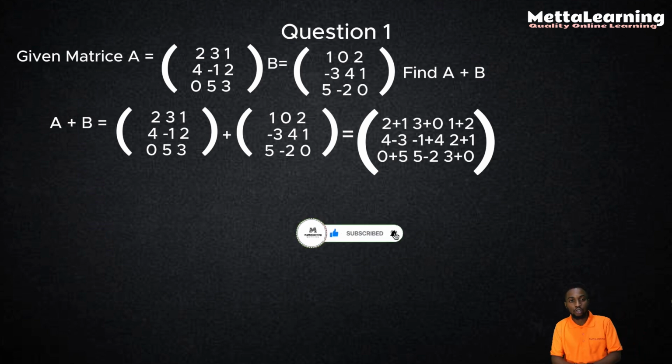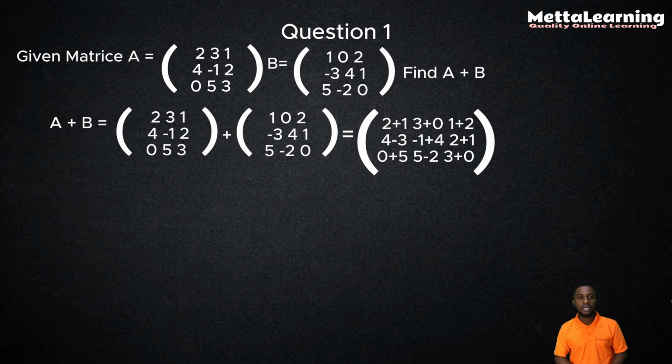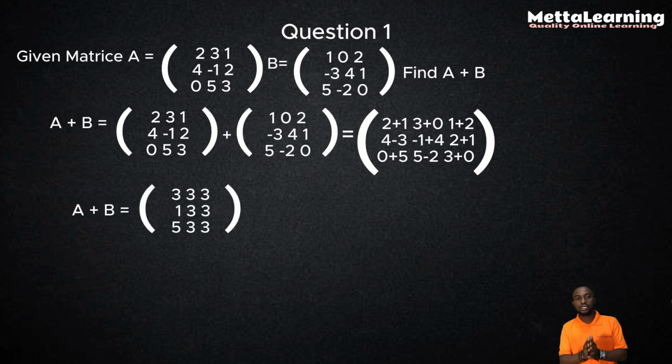So I move to the second column now, and that will be 3 plus 0, minus 1 plus 4 and 5 minus 2. And I move to the last column, and that will be 1 plus 2, 2 plus 1 and 3 plus 0, then close bracket. So when we add these values together, calling my values in columns, we have 3, 1, 5, and we have 3, 3, 3, and we have 3, 3, 3, which is the last column. So that will be the addition of the matrix A plus B, final answer.